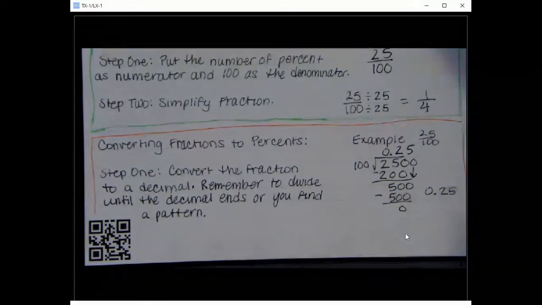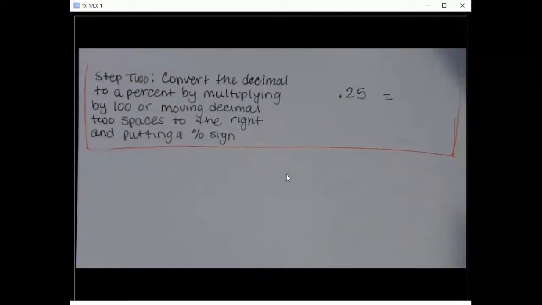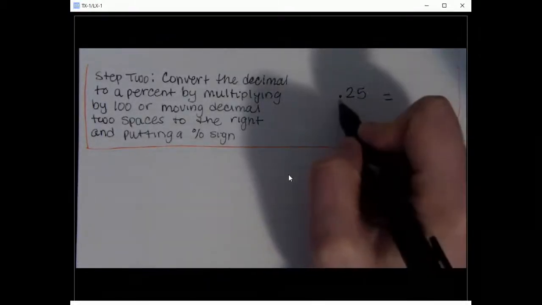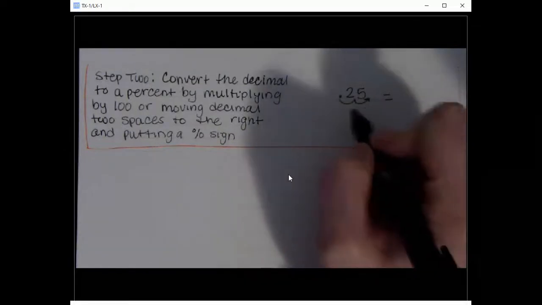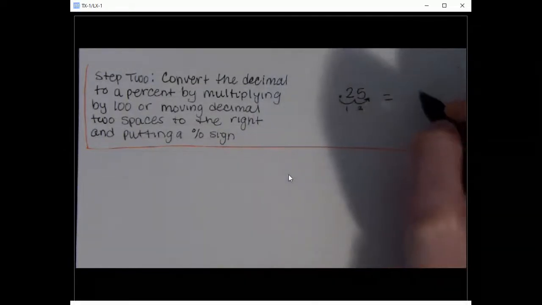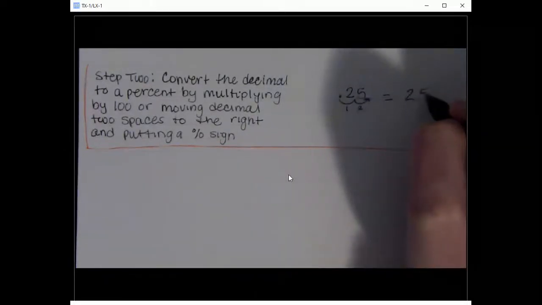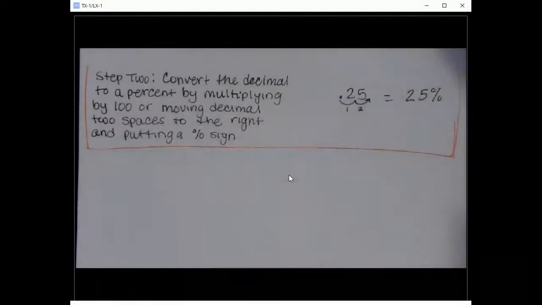That was step 1. Next thing we have to do is step 2, which is convert the decimal to a percent by multiplying by 100 or moving the decimal 2 places to the right and putting a percent sign at the end. So again, something we've already gone over. What we're going to do is take that decimal, bunny hop it twice to the right, leaving us with 25%.